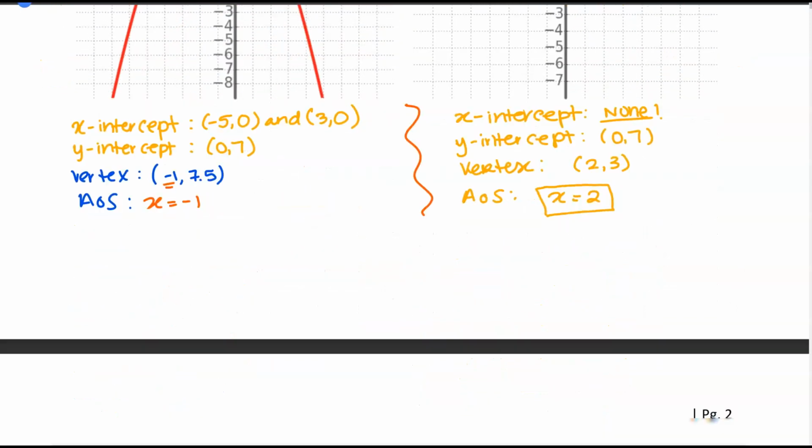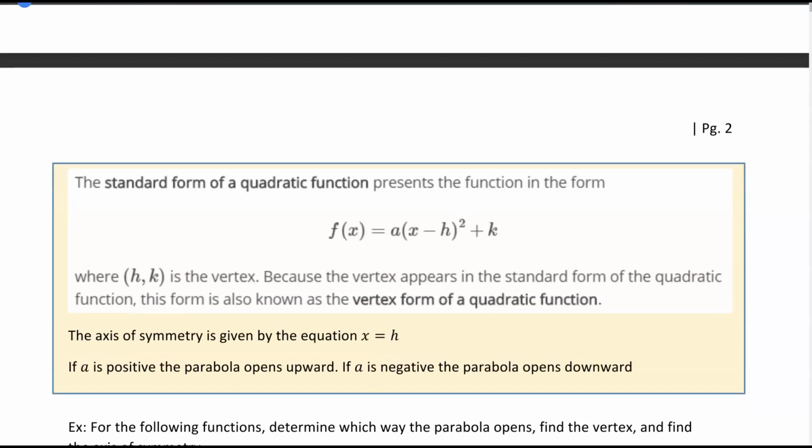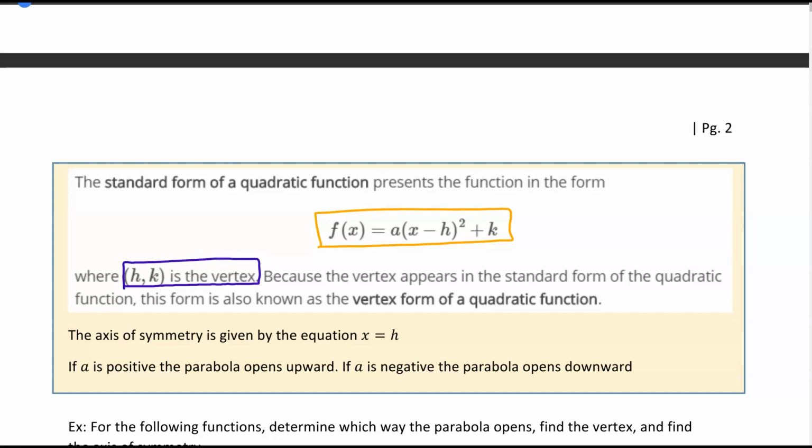All right, let's take a look at some information here. So the standard form of a quadratic function is going to be given to us by this formula here, f of x equals a times (x minus h) quantity squared plus k. We've seen this already when we were dealing with transformation of functions. So one thing that we need to know is that (h, k) is our vertex. This is how we're defining the vertex.